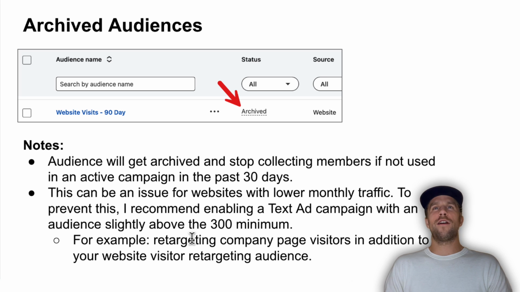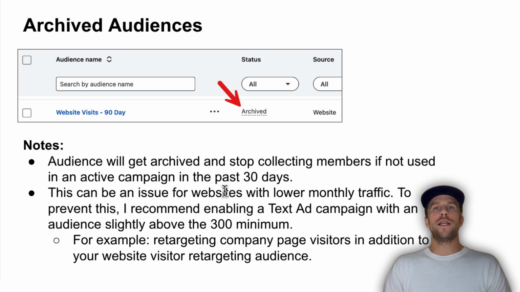And just a note on archived audiences: your audience will get archived and stop collecting members if it's not used in an active campaign in the last 30 days. So you can see the status here is archived. This can be an issue for websites that have low monthly traffic, or if you're planning to run advertising in the future and you just want to set up your retargeting audiences now. If you don't use them, they will stop collecting that member data. And again, they're not retroactive, so you'll miss out on people that visited your website.